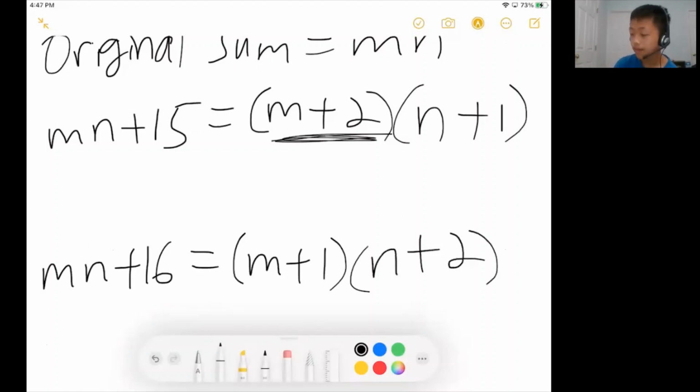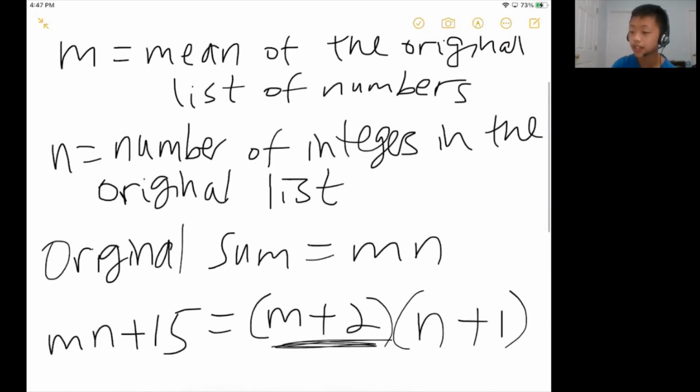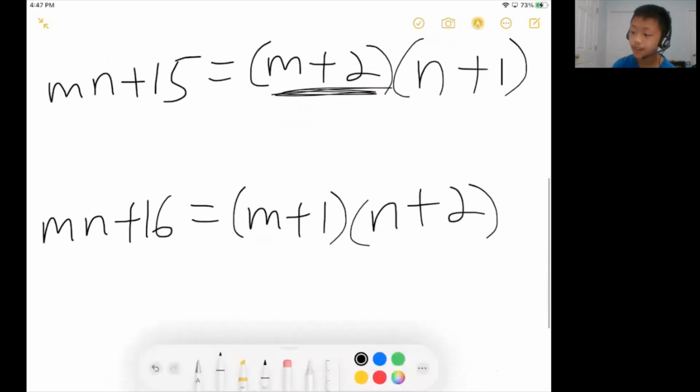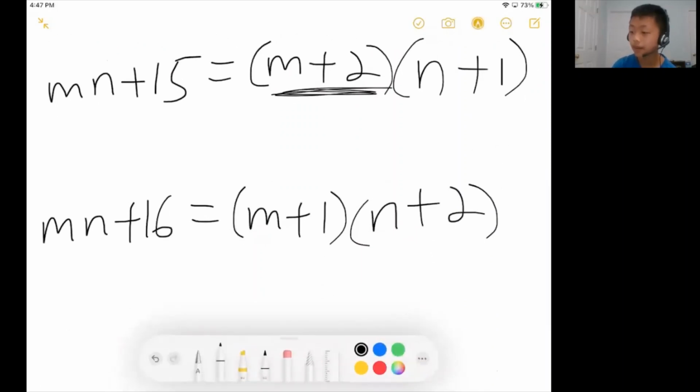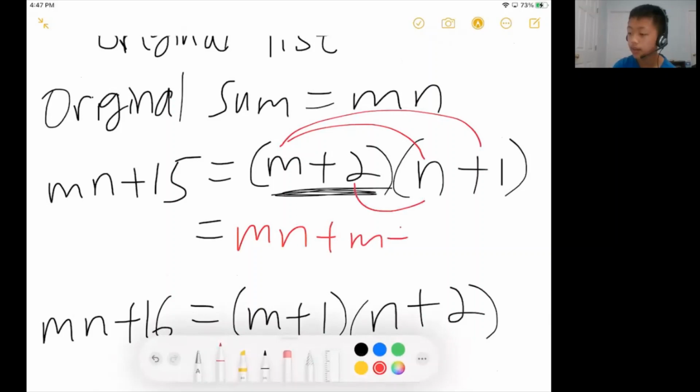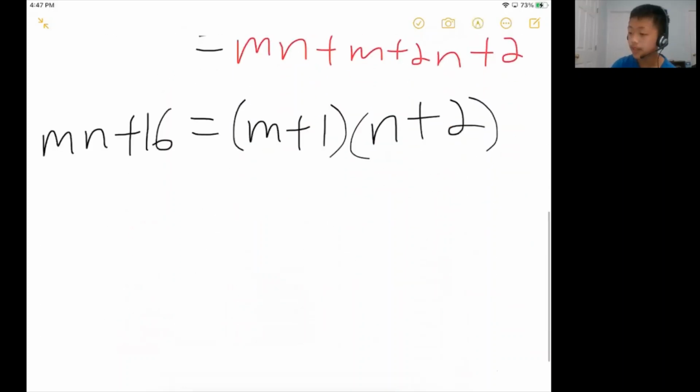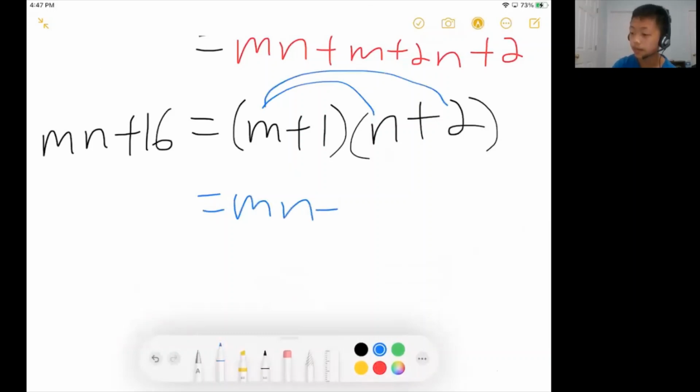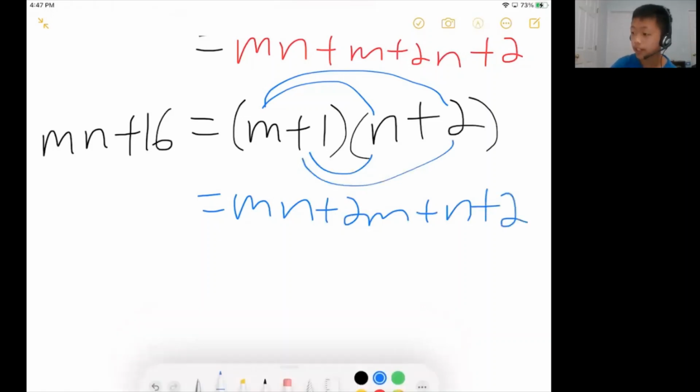So now we get these two equations and two variables, and we just want to solve for the number of integers in the list, which is N. So basically we can expand out the first expression. You get M times N, M times 1, 2 times N, and 2 times 1, so plus 2. And from the second equation, you can also expand things out. You have M times N, plus 2M plus N, and then plus 2. So we get those equations.